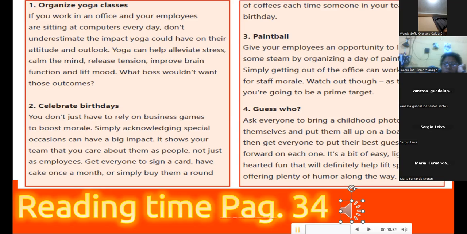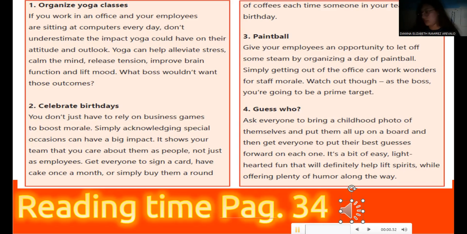Number two, celebrate birthdays. You don't just have to rely on business games to boost morale. Simply acknowledging special occasions can have a big impact. It shows your team that you care about them as people, not just as employees. Get everyone to sign a card, have cake once a month, or simply buy them a round of coffees each time someone in your team has a birthday.